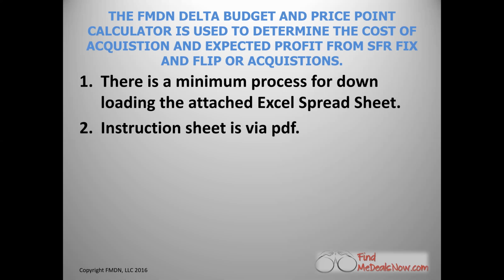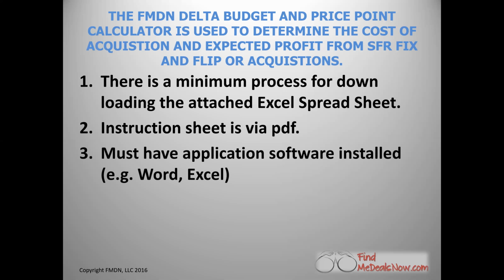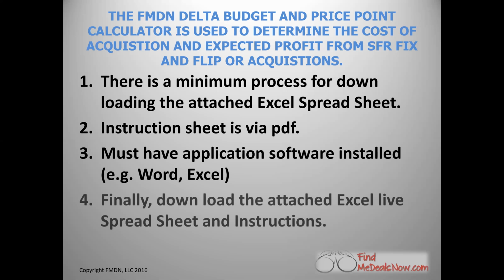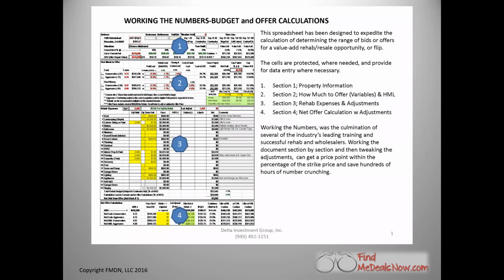And that is via a PDF, which opens up, of course, in virtually all Windows. You must have the application software, not just the read-only or display-only version. You'd have to have the actual application software, Office 365, Office 2016. You need a live version of Excel. And finally, you'd have to be able to download the attached Excel live spreadsheet and instructions. I don't think there are too many surprises from that. So with that, let's go to the static information.